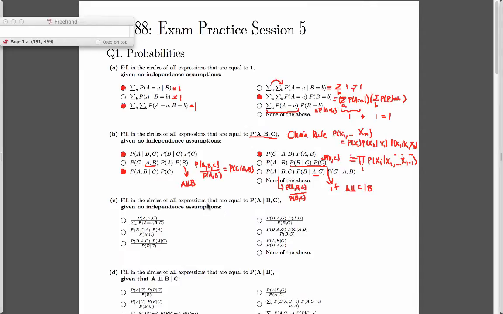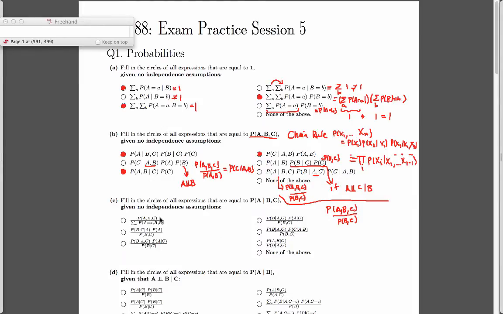In this third part, we're trying to find the expressions that are equal to the probability of A given BC. And we know that from the law of conditional probability, this is equal to the probability of A, B, and C divided by the probability of B and C. So we're looking for the expressions that are equivalent to this.